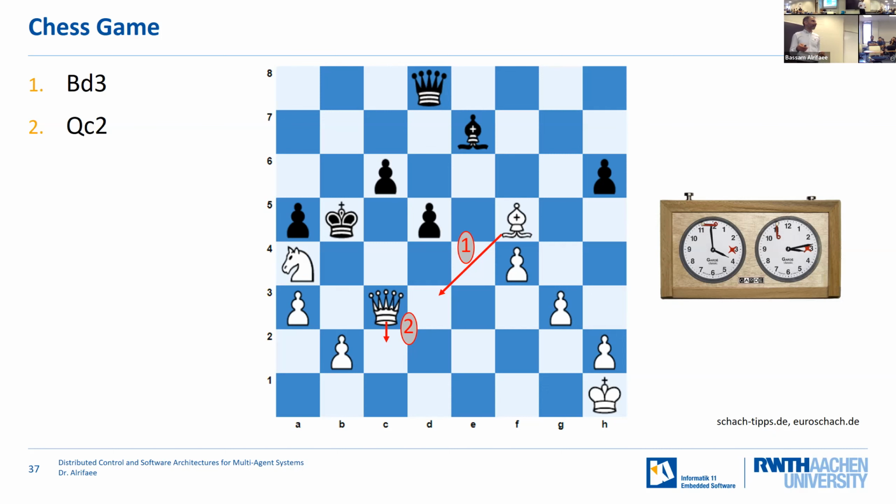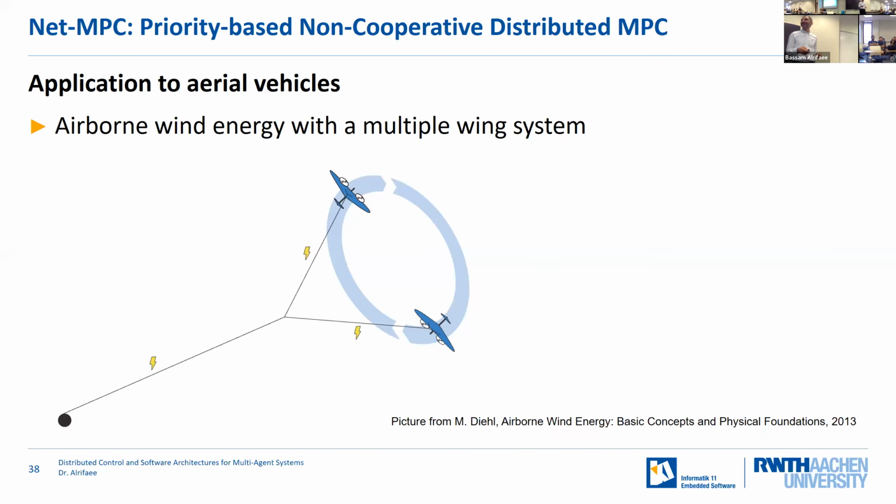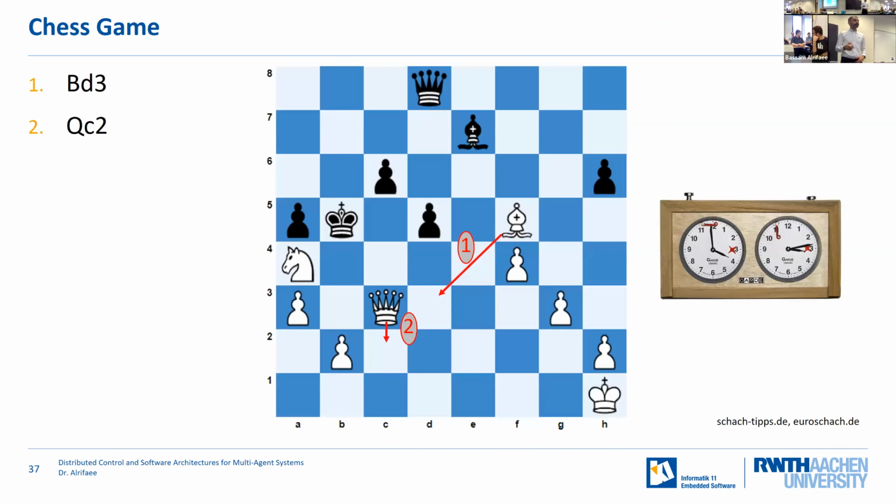1, 2, 3, continue. So we applied this not only to vehicles, we applied it also to aerial vehicles. One of my former students applied this. You can go back to the previous slide. You should have the response of the black. Bishop to D3, what's the black's move? Anything. They move A4. A4, right.